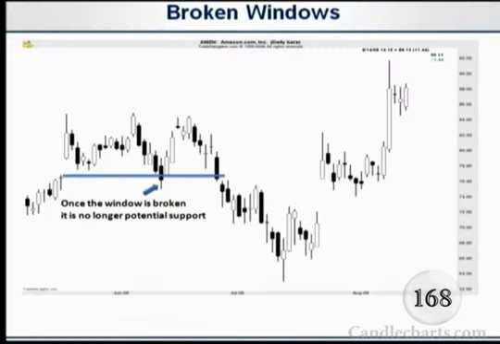And interestingly, this is Amazon. Notice, what do we have here with the red arrow?